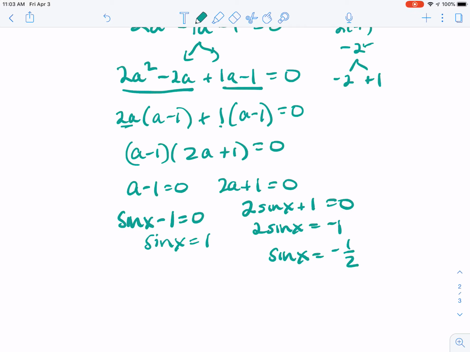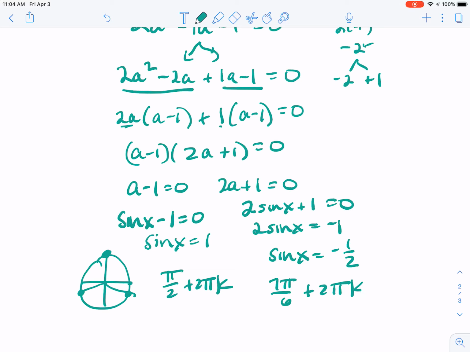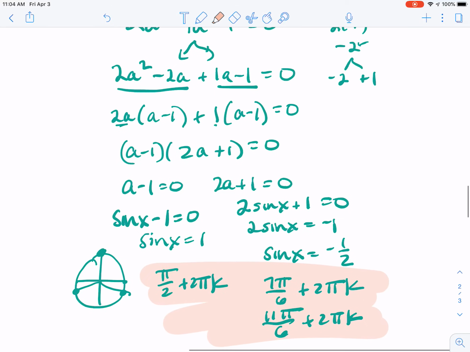Okay, so where is sine equal to 1? That's going to be there. So this answer is pi over 2 plus 2 pi k for that part. And then also, I'll go back to the same unit circle. Where is sine negative 1/2? That's here and here, because those ordered pairs have a y value of negative 1/2. So that is 7 pi over 6 plus 2 pi k, and then 11 pi over 6 plus 2 pi k. So there's two different parts, but all of that is the answer, okay? That's all one big answer.